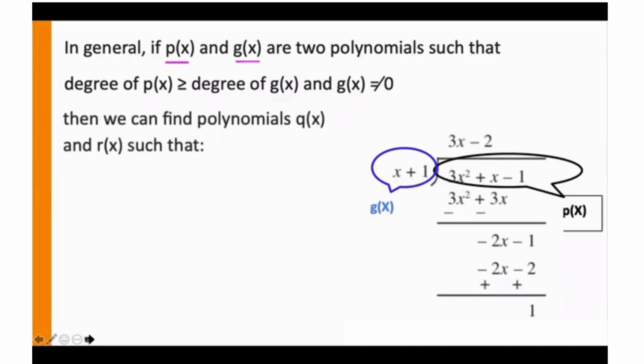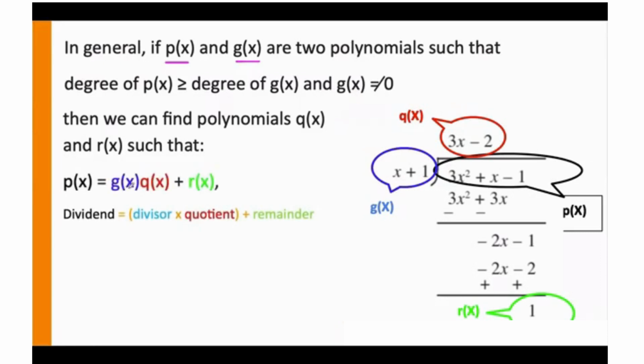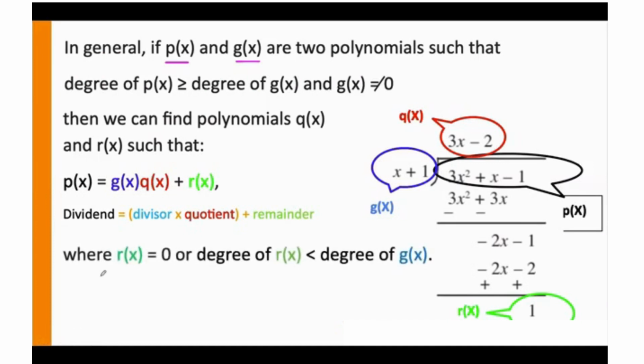Then we get two more polynomials and we will call them q of x and r of x, which are the quotient and the remainder, such that multiplying g of x and q of x and adding r of x will give us p of x. That means multiplying the divisor and the quotient and then adding the remainder will give us the dividend. And the degree of r of x, that means the degree of the remainder, is less than the degree of g of x, or the remainder could be 0.